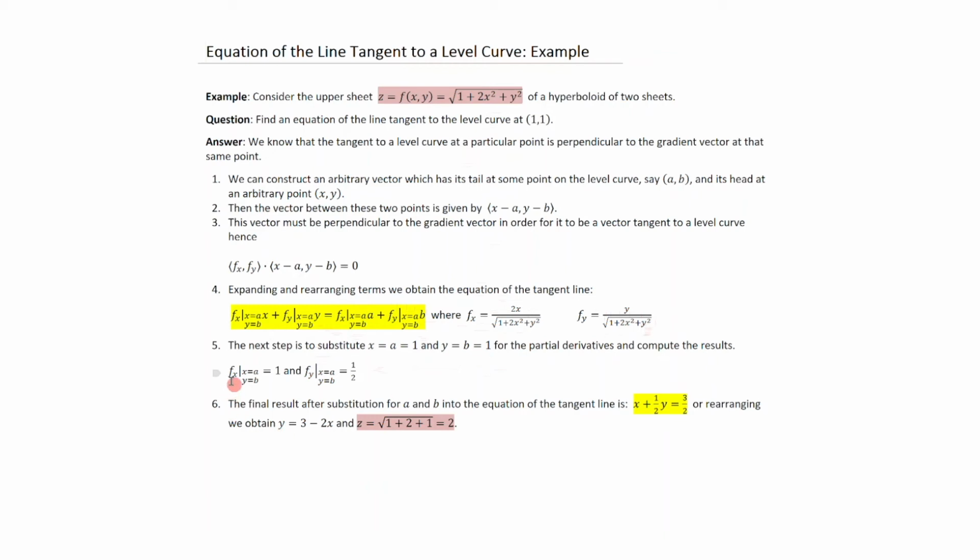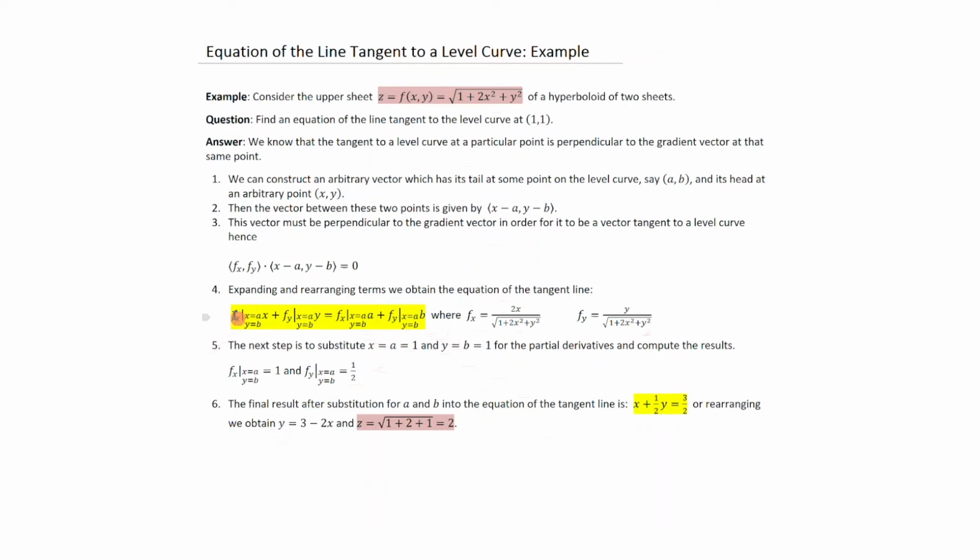You end up with f partial x being equal to 1 and f partial y being equal to 1/2. The final result, after substitution for a, b into the equation of the tangent line, which is this line that you're going to see here, is x plus 1/2 y equals 3/2.